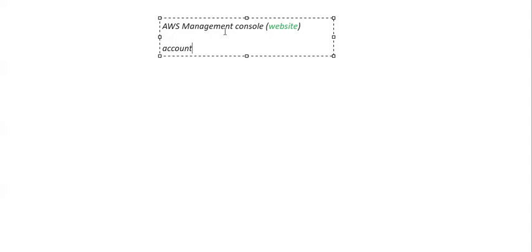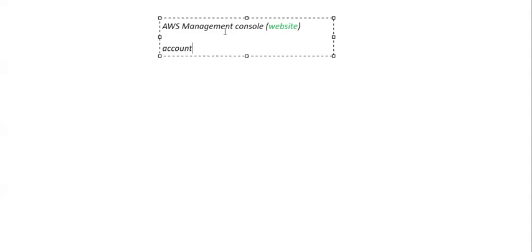Remember, you also need to provide your credit or debit card details to sign up. Why credit card details, sir? Since the services are pay as you go, you only need to pay for the services that you used. So don't worry, you only pay for what you use in AWS.